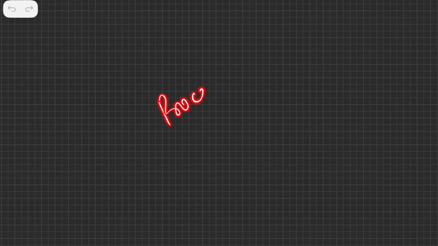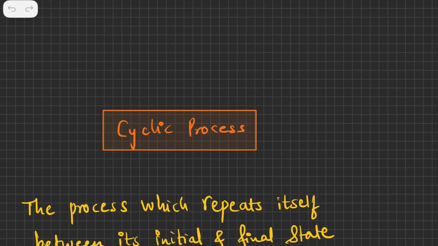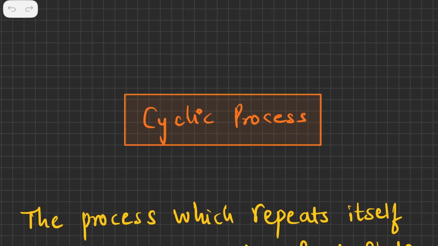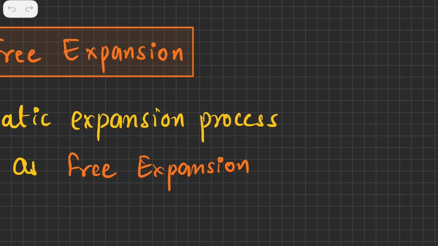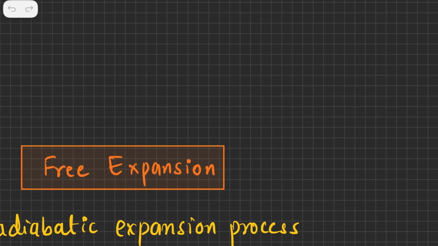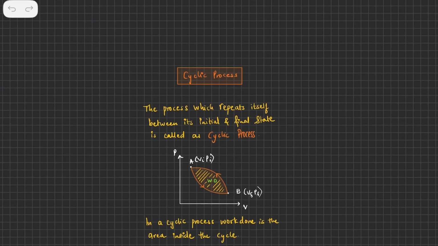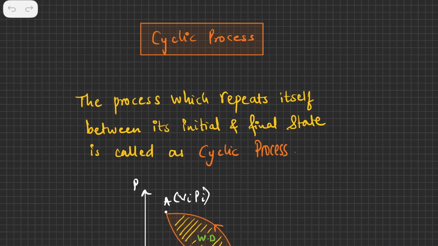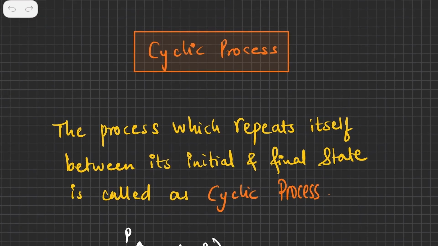And today, over the past few videos, we have been doing the topic of different types of thermodynamic processes. And today we are on to the last two types of process. One is called the cyclic process, as you can see on the screen, and the second is called free expansion. So these are the two processes we are going to do today.